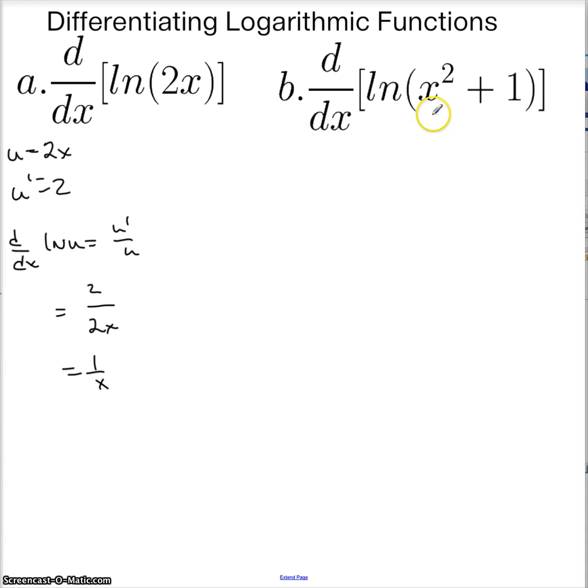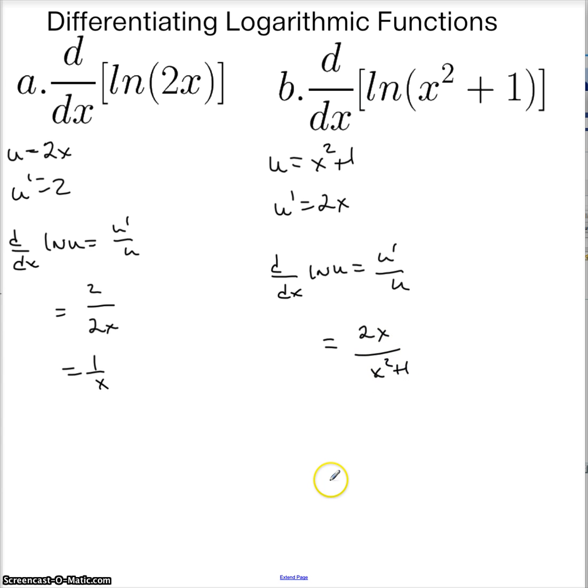Now, let's look at this one right here. u is x squared plus 1, so u prime is 2x. So the derivative with respect to x of the natural log of u is u prime over u. So this is 2x divided by x squared plus 1. Now I need to see all of these steps on homework, tests, and quizzes.